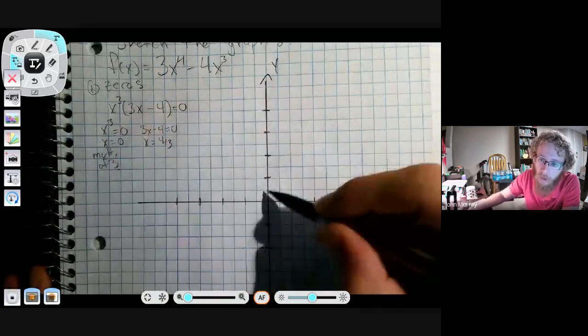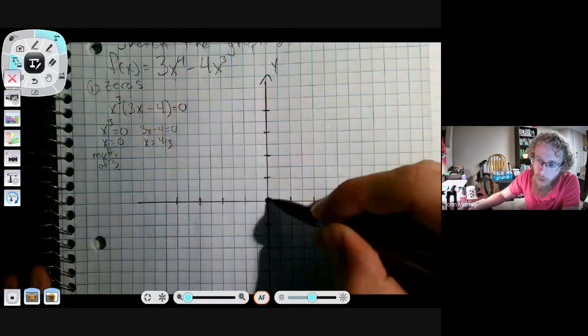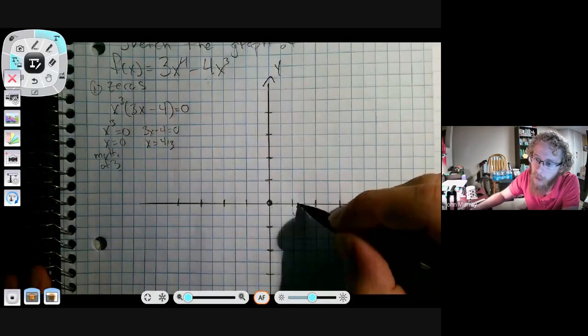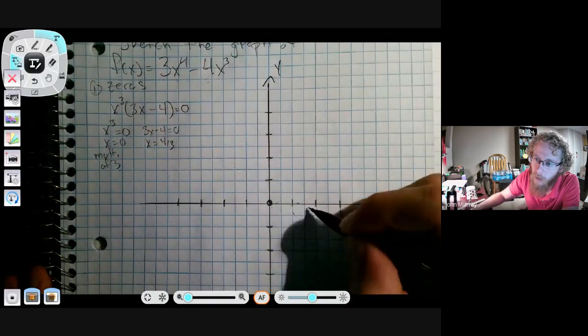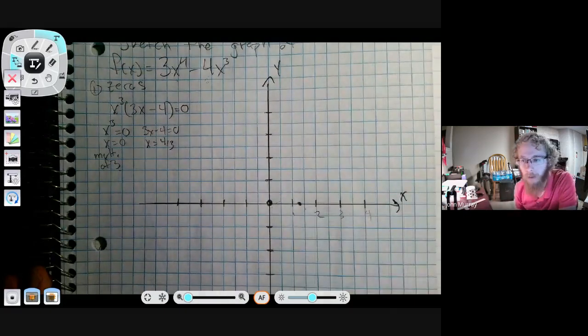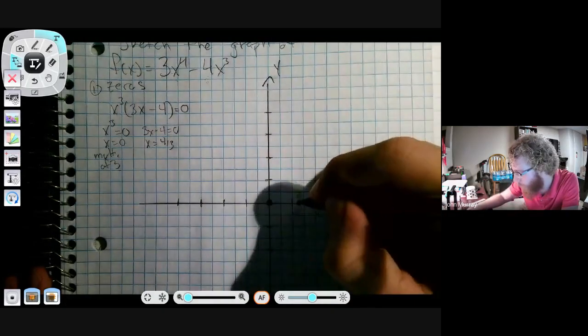So let's plot our zeros. I have one at 0. And then my other one is going to be, well, this is 1.5, so it'll be about in the middle of there. Okay, so I have my 2 zeros.